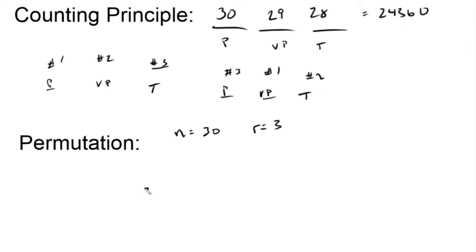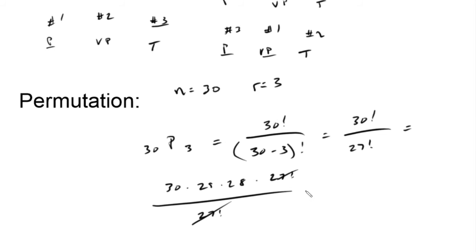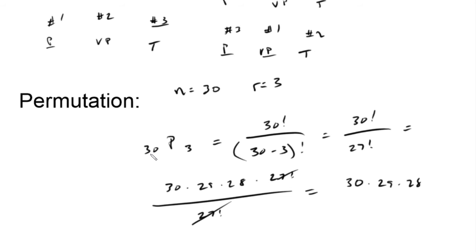And so it is 30P3, which is 30 factorial over 30 minus 3 factorial, which is 30 factorial over 27 factorial, which is 30 times 29 times 28 times 27 factorial over 27 factorial. The 27 factorials cancel, and you get 30 times 29 times 28. Hey, that looks familiar. Like this. Not a coincidence.